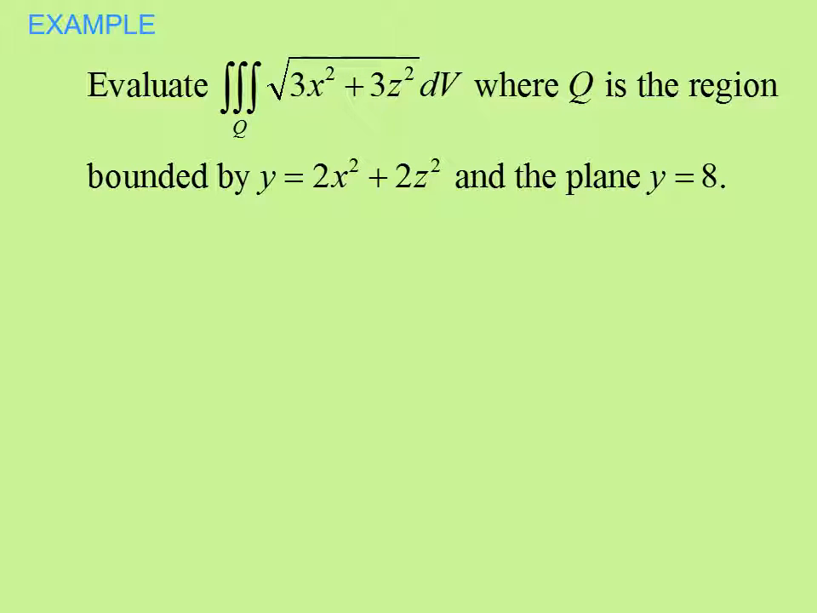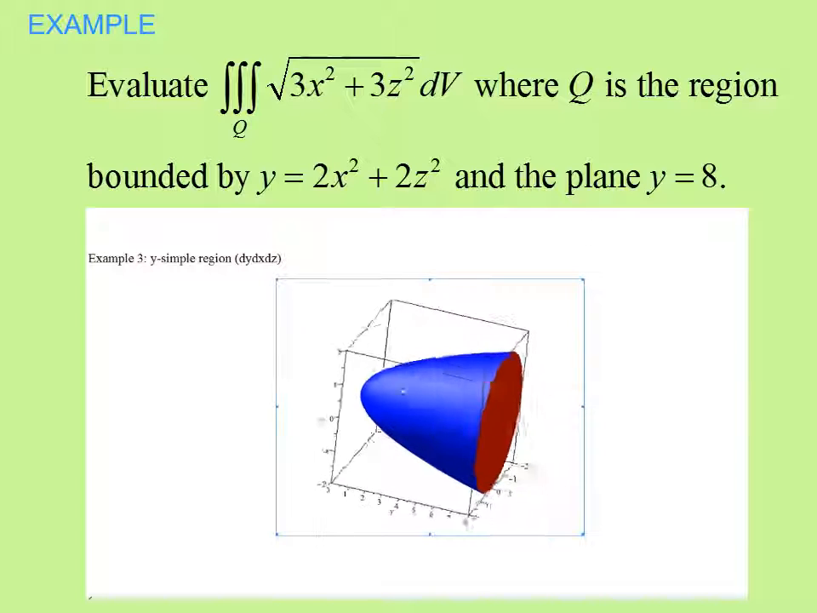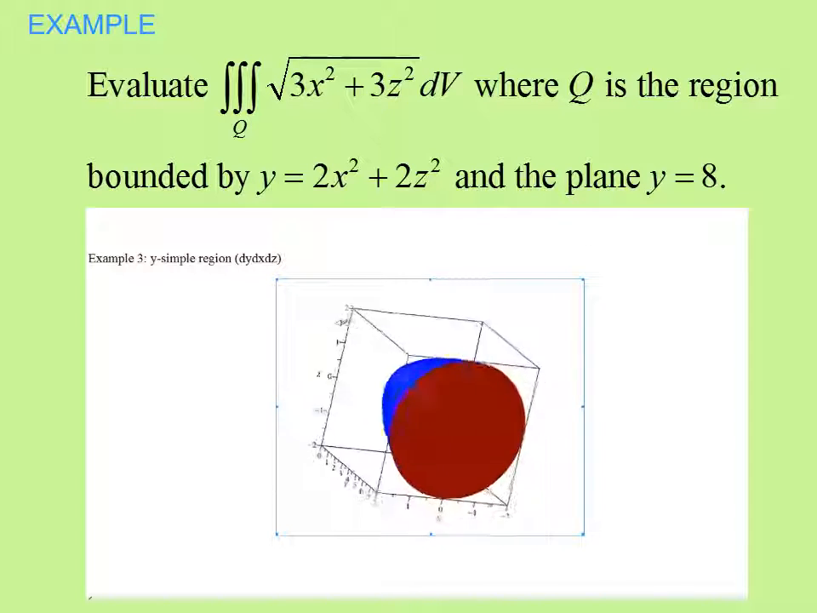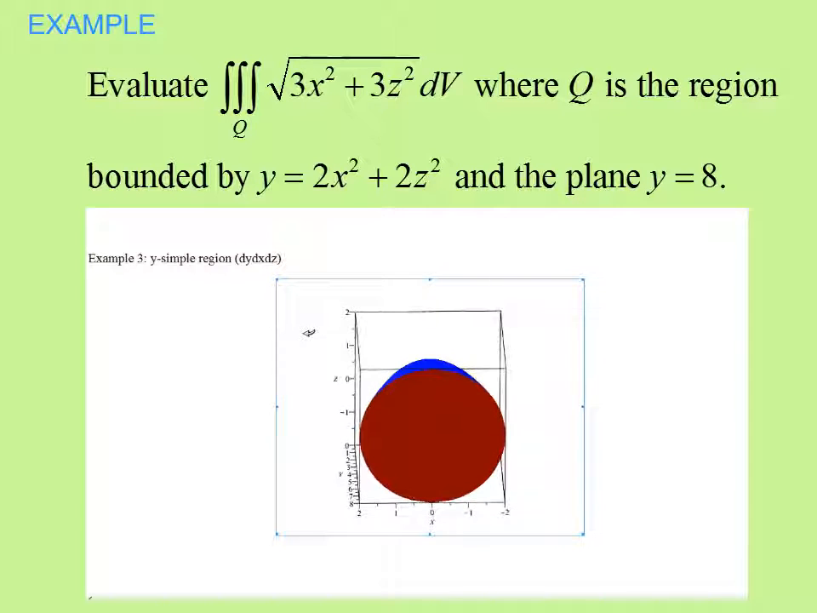So in this example, we're going to be evaluating this integral, and the region is described as a region that's bounded by this surface and the plane y equals 8. So like before, we'll draw that off and have a look at it. Here's a graph of the region we're trying to create the triple integral for. So let's have a look at each direction.